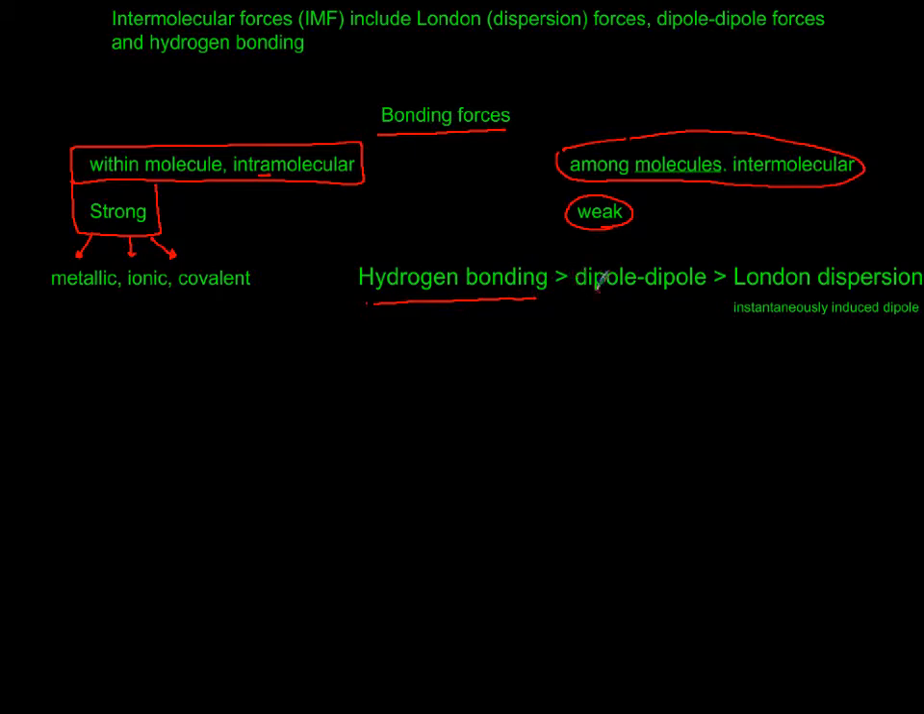Hydrogen bonding being the strongest, then you have dipole-dipole for polar compounds, and finally you have something known as London dispersion, which is for non-polar entities.